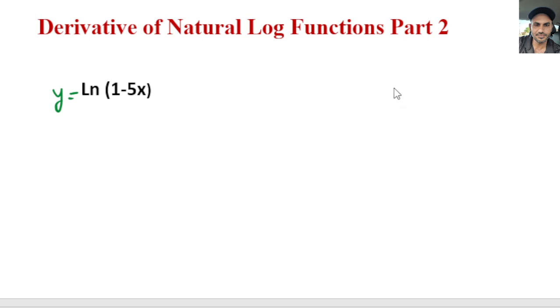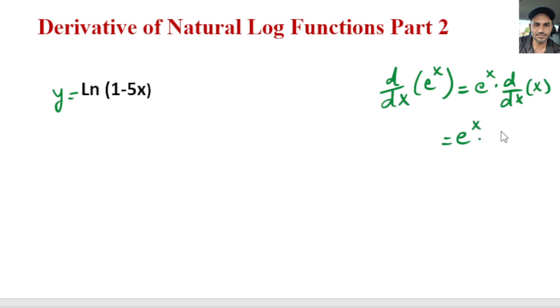One thing that we have to incorporate when we take the derivative of natural log functions is the derivative of e to the x. Let me just show you how to take the derivative of e to the x. What that equals is just e to the x times d over dx of x. So it's e to the x times 1, which is just e to the x.